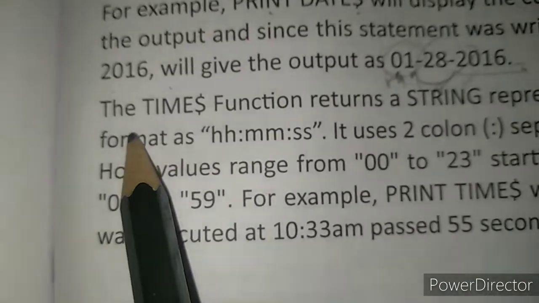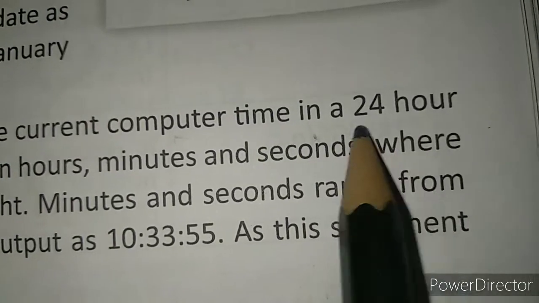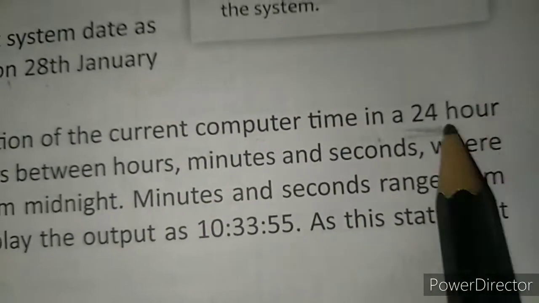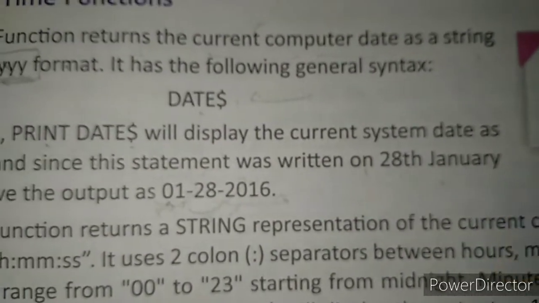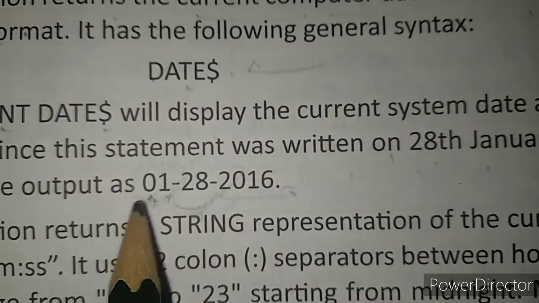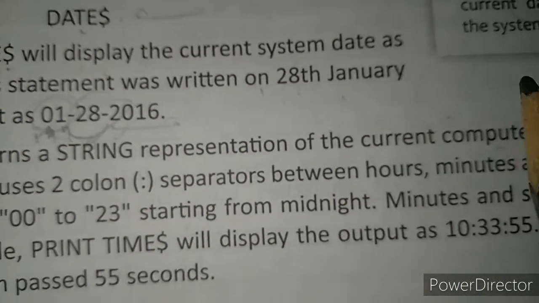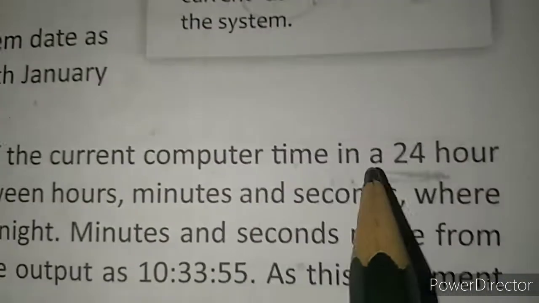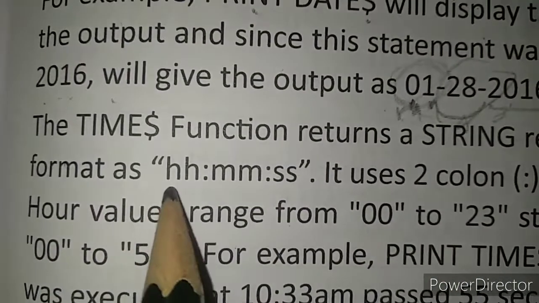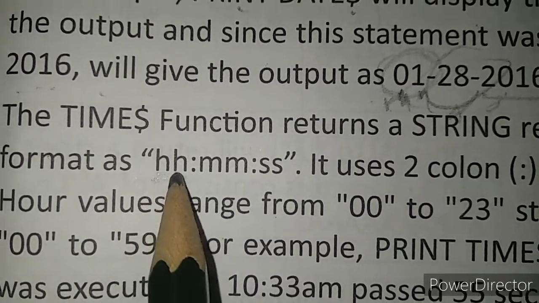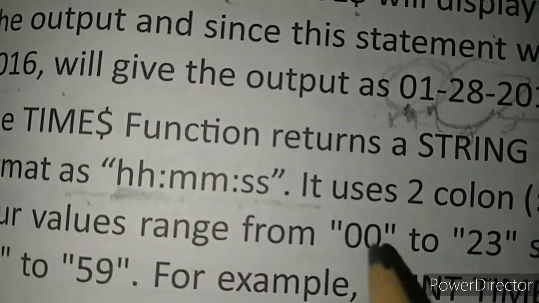Now let us see. The time function returns a string representing the current computer time in 24-hour format. You should always keep in mind that when you use the date function, it will return the date in the format month, day, and year. And when you use the time function, it will give the answer in 24-hour format, with hours written first, then minutes, and seconds. This is the format in which the system time will be shown.